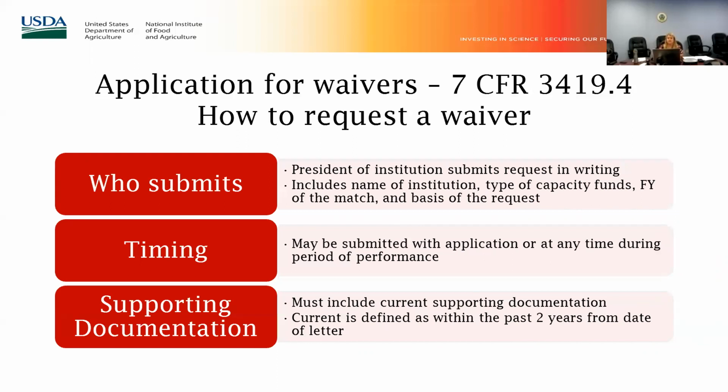The request must include the name of your institution, which type of capacity funds you're requesting the waiver for, the fiscal year, and the basis of the request. And the basis means one of those four on the previous slide. For timing, you can submit your waiver request with your application or at any time during the period of performance. We know many of you wait until the year is underway to see how things are going, and also because oftentimes your states are on a different year. They might be on a July to June year instead of October through September. So you need time to see what the match is going to look like, and that's fine.